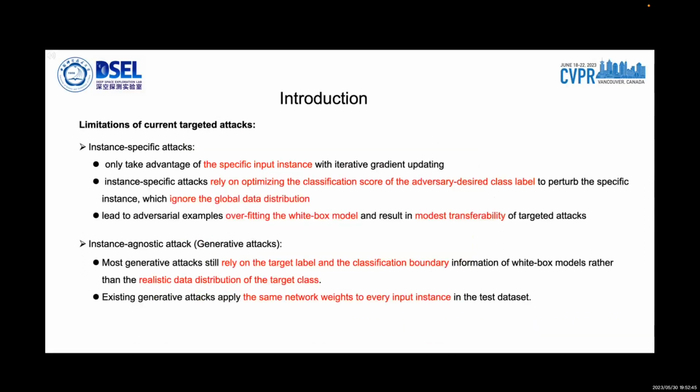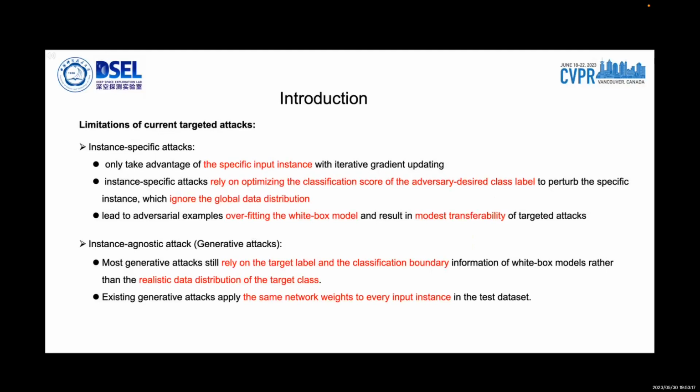We list some limitations of current targeted attacks. For instance-specific attacks, they only take advantage of the specific input instance with iterative gradient updating, and they rely on optimizing the classification score of the adversary desired class label to perturb the instance, which ignores the global data distribution. So, they tend to overfit the white box model and result in modest transferability of targeted attacks.